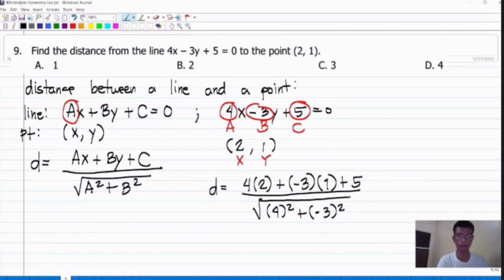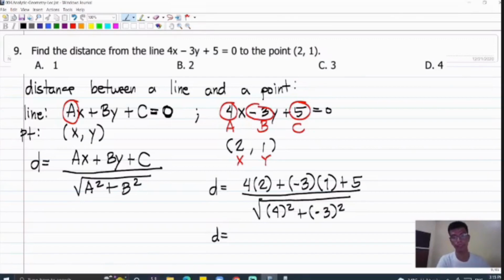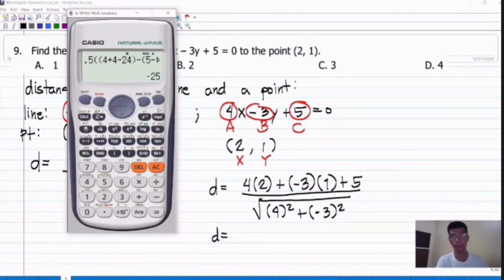sa loob ng square. So, take note ulit natin na kailangan naka-equal to 0 muna ang ating line bago natin kunin yung values ni ABC. So, dapat naka-equal to 0. Huwag kakalimutan. So, ito ang magiging distance, 4 times 2 plus the quantity, negative 3 times 1 plus 5 divided by the square root of 4 square plus negative 3 square. And that is 2 units.